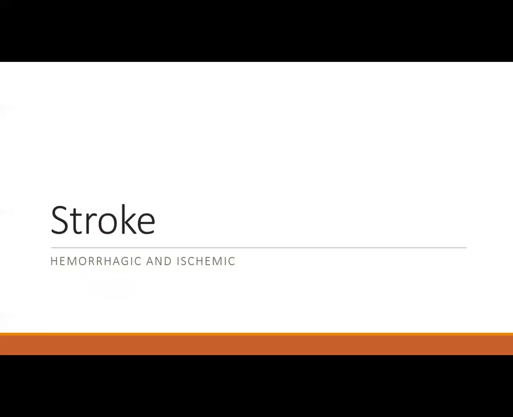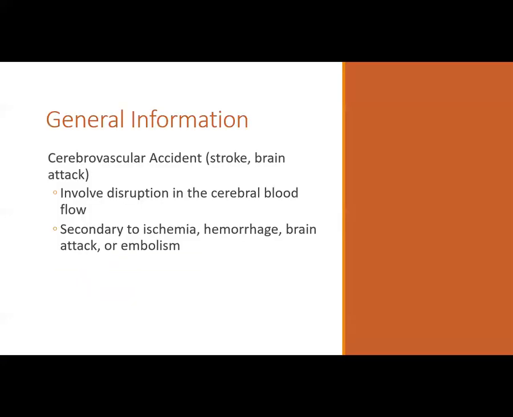So we're going to be talking about strokes, both hemorrhagic and ischemic. Just for some general information, a cerebrovascular accident is a stroke, a brain attack. So you'll see these different terms used for this type of disorder. It involves a disruption in the cerebral blood flow, secondary to ischemia, hemorrhage, or embolism.